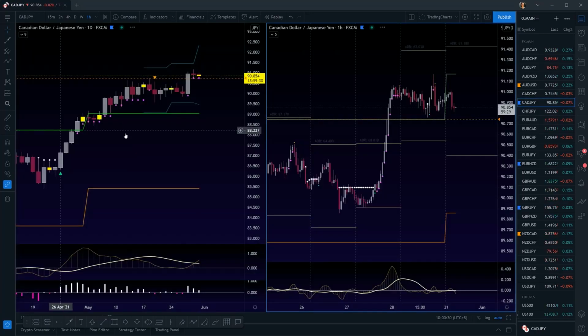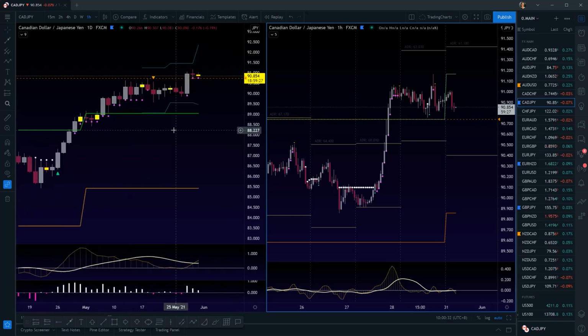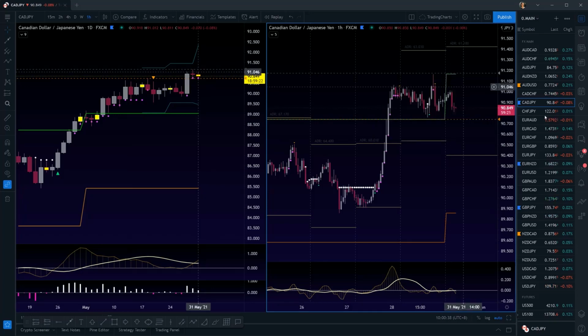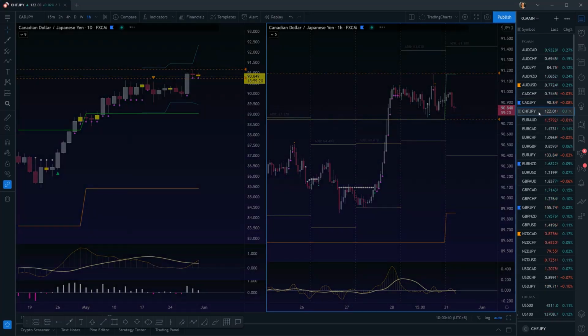Let's see upside. The upside is still open as well, so there is that weekly level there. So we'll just set it there anyway, just to keep us informed.